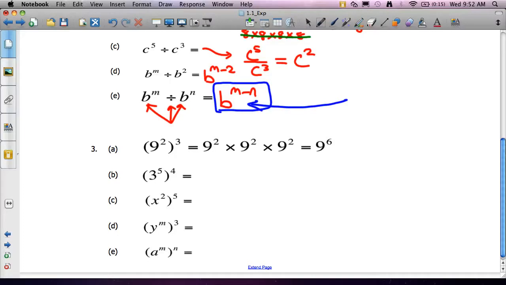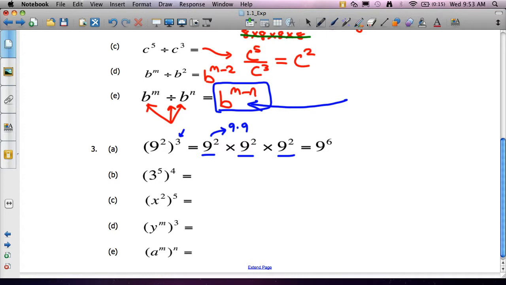Let's take a look. Now I have a base and an exponent, or an index, raised to another index. So 9 to the 2nd to the 3rd, which means I have 3 9 to the 2nds being multiplied together, which also means each 9 to the 2nd is 9 times 9 times 9 times 9 times 9 times 9. So that ends up getting me 9 to the 6th.